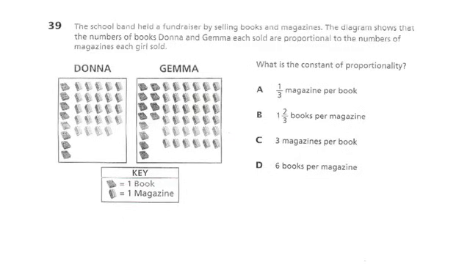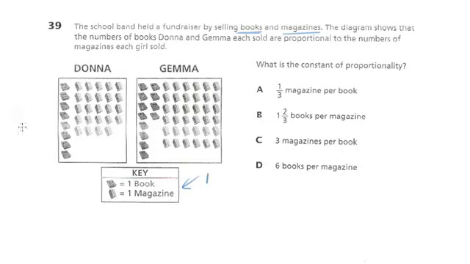Okay, so question 39 is about proportional relationships. So we're told that a school band held a fundraiser by selling books and also magazines. The diagram shows the number of books that Donna and Gemma each sold are proportional to the number of magazines that they each sold. And so we've got a key. So the first thing to make sure is that each picture is really only one. Some keys might say, well, picture of a book equals 5 books, picture of a magazine equals 2 magazines, but here it's nice, they each mean one for one.